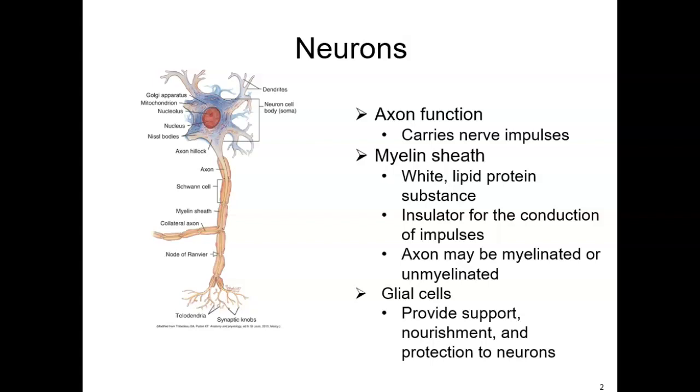Axons of the neuron are covered in the myelin sheath, and that sheath allows the fast hopping of the message from the nerve to the next nerve. Glial cells provide support, nourishment, and protection to the neurons. Basically, there's microglia, which are macrophages, and the macroglial cells form the blood-brain barrier.